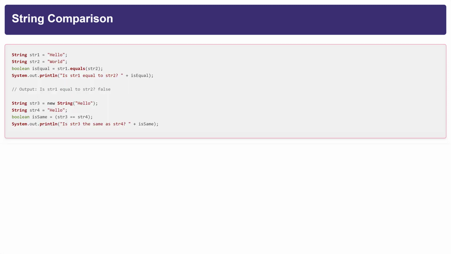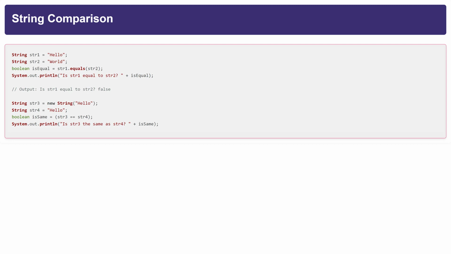Let's see an example of comparing strings using the equals method and the == operator. In this example, we have two strings, str1 and str2. We use the equals method to compare their values and store the result in a Boolean variable called isEqual. We then print the result. In this case, the output will be, "Is str1 equal to str2? False."